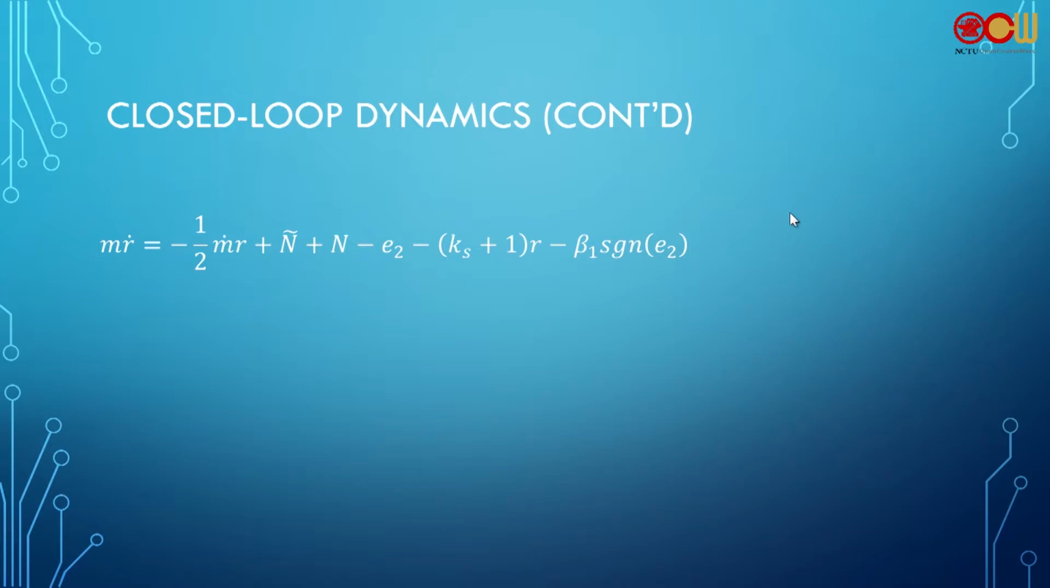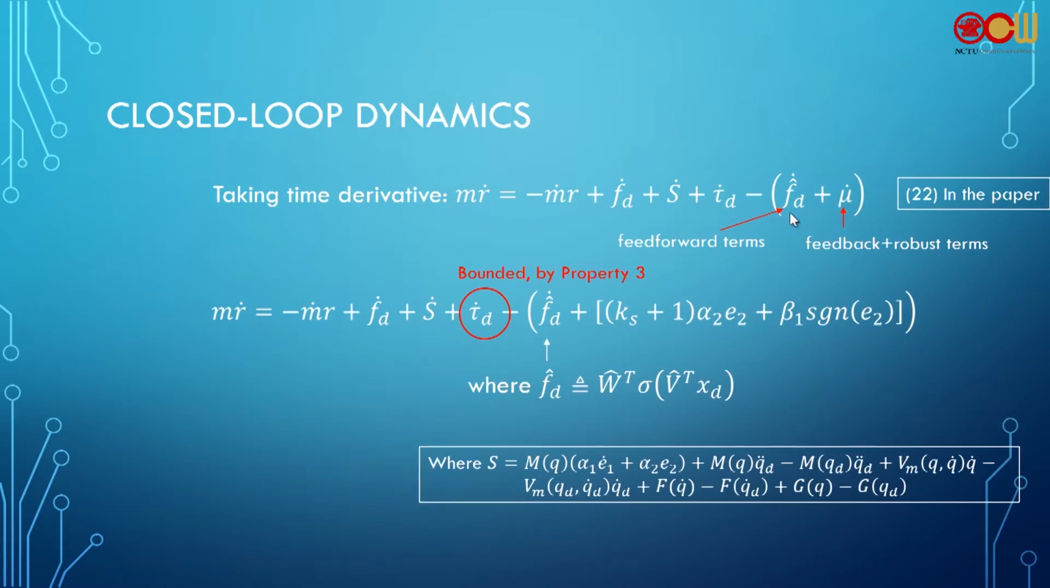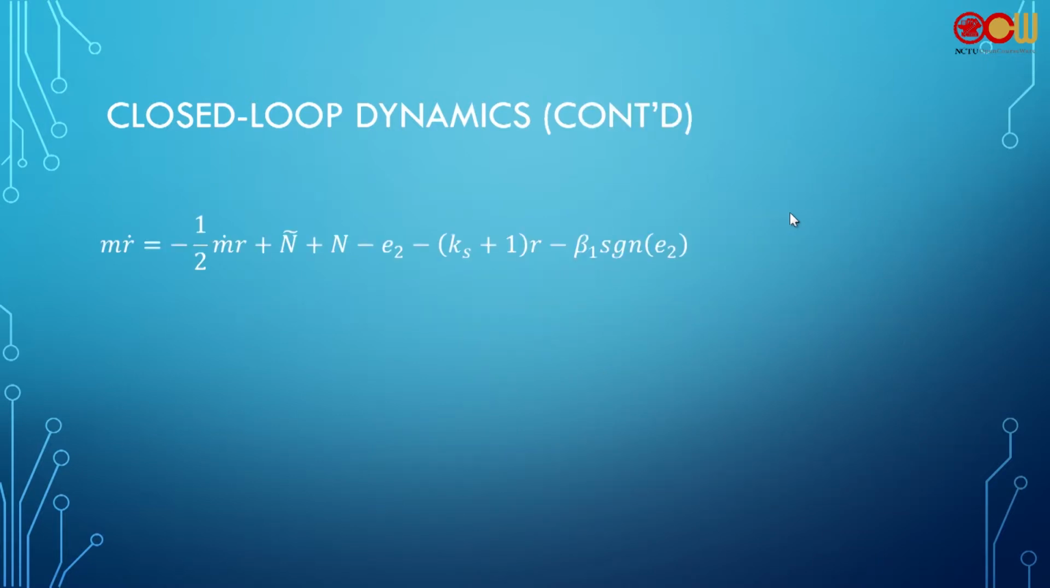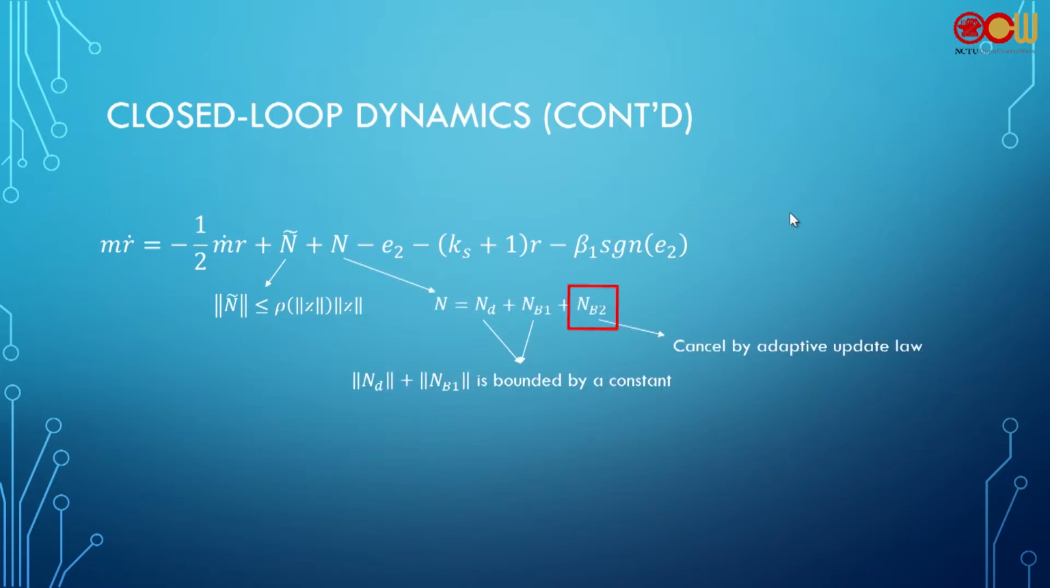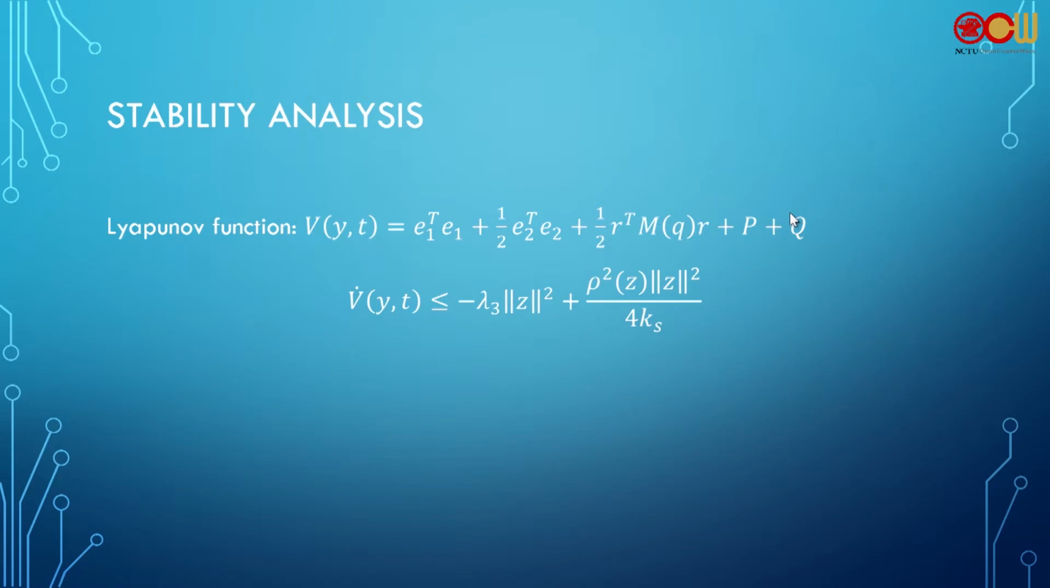So next, you can regroup these dynamics into these equations. The N tilde terms contain the terms that can be upper bounded by states. And N terms are those terms that can be upper bounded by constants. And this one can be cancelled out with the adaptive law used to estimate W hat and V hat. Eventually, when you do the stability analysis, you will see this.